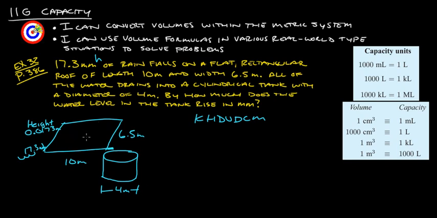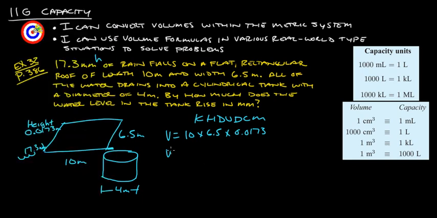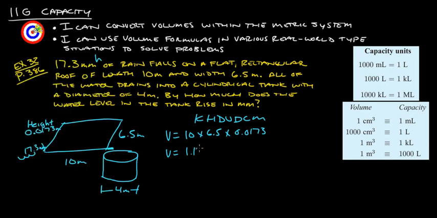So let's figure out the total volume that's going to fall on the roof. The volume is going to equal these three multiplied together, so 10 by 6.5 by 0.0173. Alright, so graphing calculator: 10 by 6.5 by 0.0173. And we get that the volume is 1.1245 cubic meters.